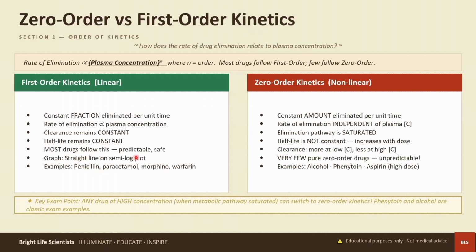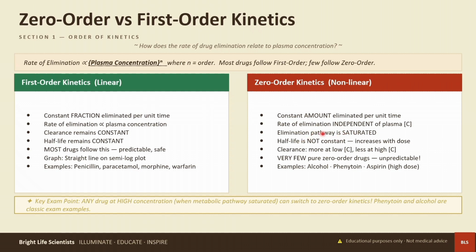Zero order kinetics is nonlinear. In zero order kinetics, a constant amount is eliminated per unit time. In first order, we said a constant fraction of the drug is eliminated per unit time. But in zero order kinetics, a constant amount is eliminated per unit time, regardless of the concentration. The elimination pathway is saturated. The enzymes are working as fast as they can and cannot speed up.